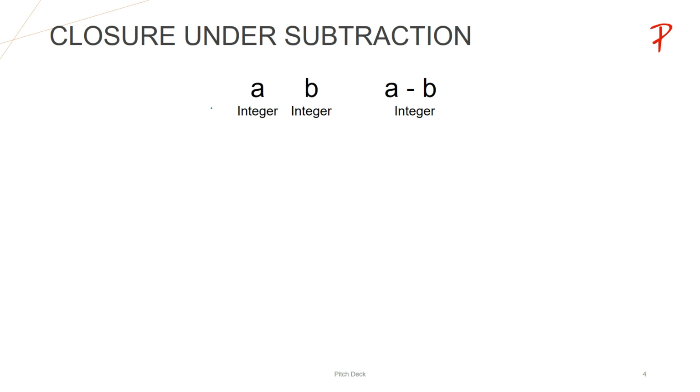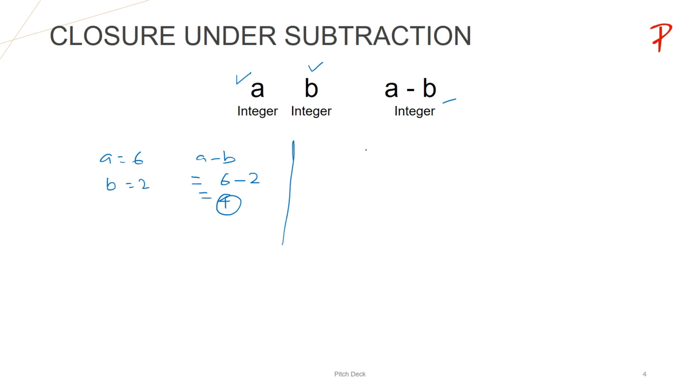This property says that for two integers a and b, their subtraction is also going to be an integer. Say for example a we have 6 and b we have 2. So a minus b is nothing but 6 minus 2, which is 4. This is also an integer.